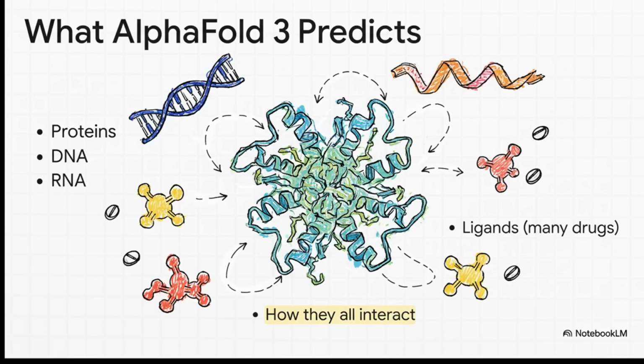It doesn't just do proteins. It predicts the structure of DNA, RNA, and even these little things called ligands, which, by the way, includes a ton of common drugs. But the real magic? It predicts how all of them interact together as a complete system.